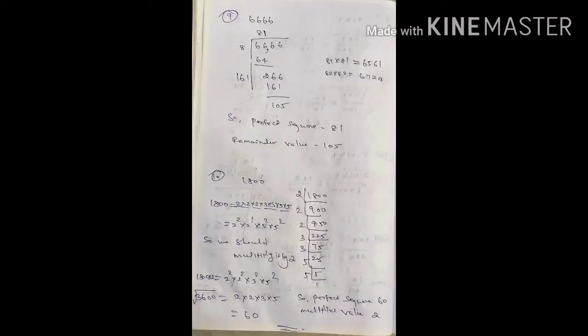So the square root of 3600 is 2 multiply 2 multiply 3 multiply 5. 2 twos are 4, 4 threes are 12, 12 fives are 60. So the square root of the perfect square number is 60. 60 multiply 60 is 3600. The multiplied value equals 2.